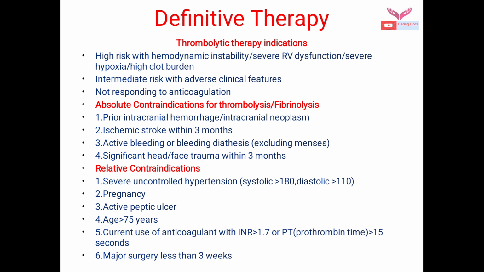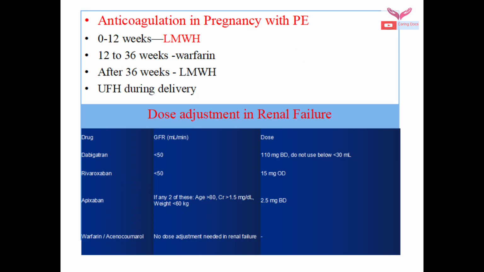Relative contraindications are severe uncontrolled hypertension, pregnancy, active peptic ulcer, age more than 75, current use of anticoagulants with INR more than 1.7, and major surgery less than 3 weeks.